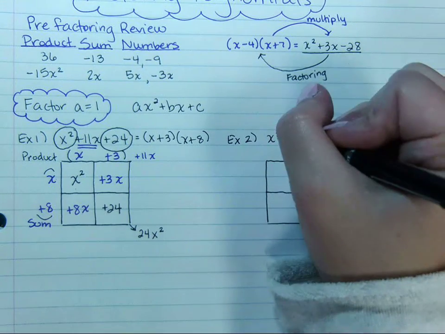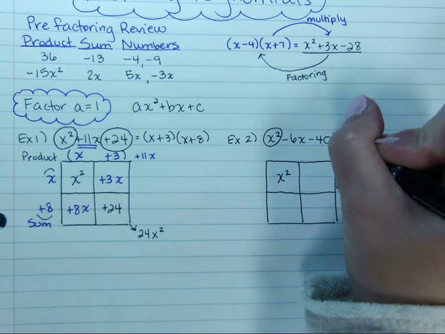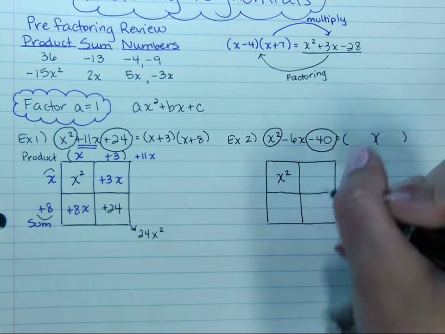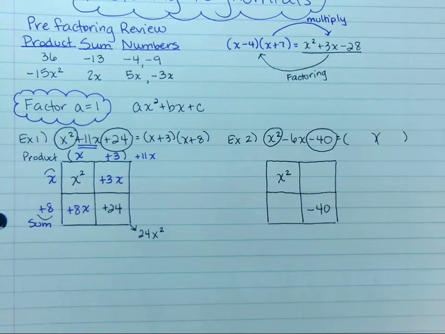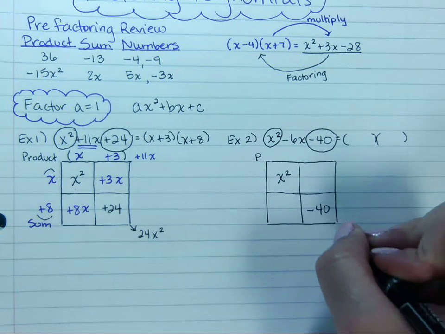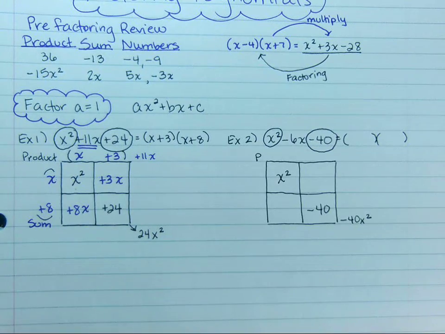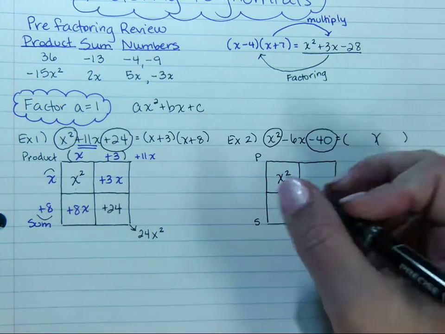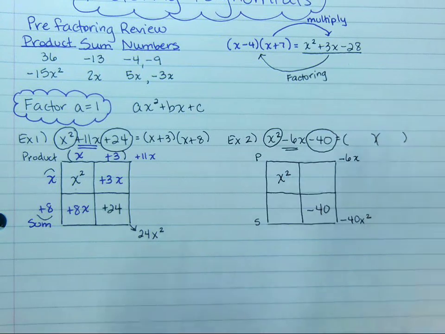And so first term, the x squared, first box. Make sure the negative goes along with the 40 when you put it down in the bottom box. Otherwise, the signs are not going to be right when you're trying to factor. So I'll shortcut it a little bit, and I'll just write P for product. Has to give me a negative 40x squared. And the sum on this diagonal, when I go upwards, has to give me a negative 6x.